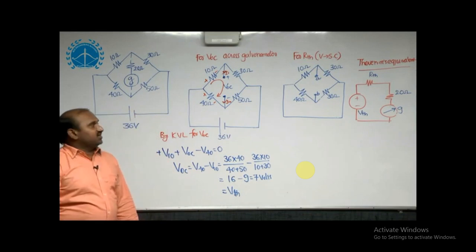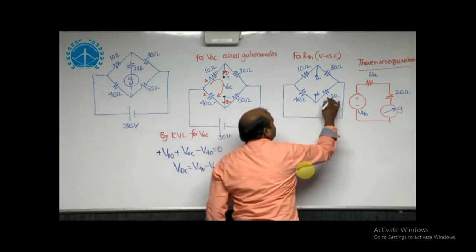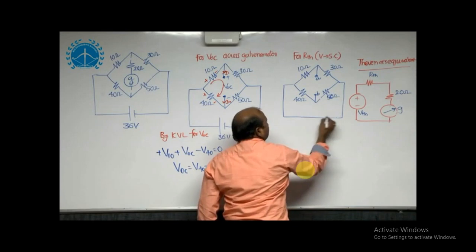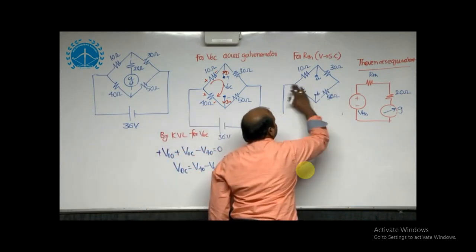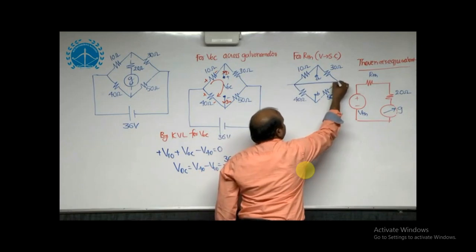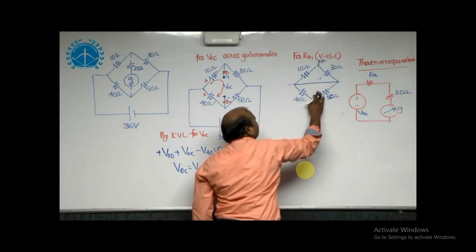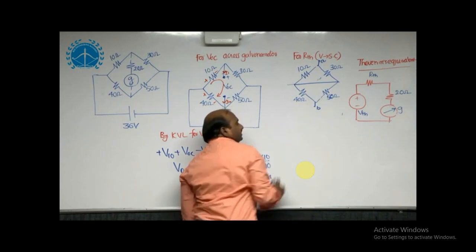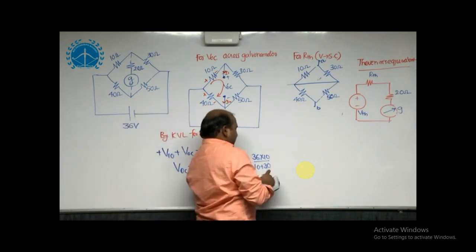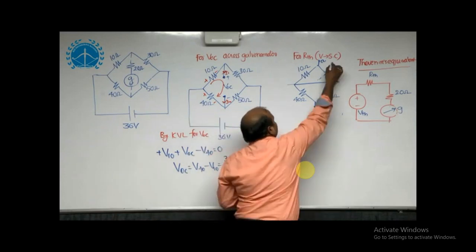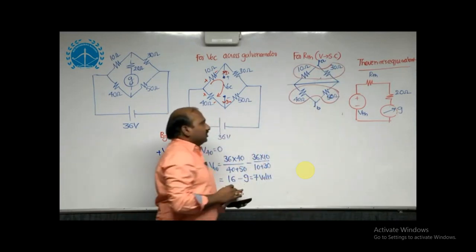Now let us find R Thevenin's. For R Thevenin's, we need to make the voltage source a short circuit. Once the voltage source is short circuited, then across the two terminals A and B, we have to estimate the equivalent resistance. For R equivalent, 10 and 30 are connected in parallel, and 40 and 50 are connected in parallel. Both are connected in series.